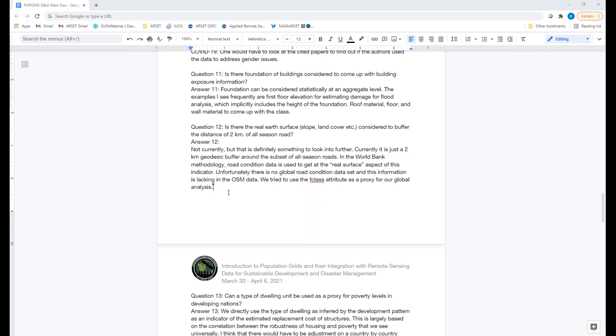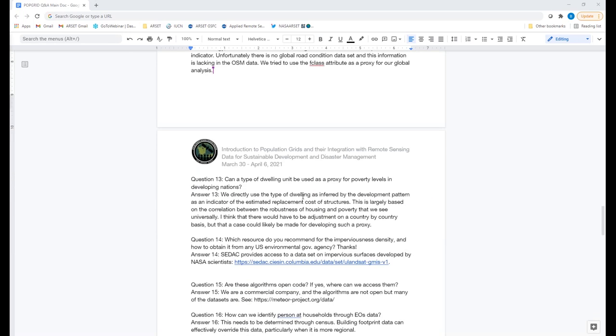We didn't use that for the global analysis because there currently isn't a global road condition data set, which is what gets at the real earth surface. The road condition information is what tries to determine whether the road is passable all year round. So we just use a buffer distance and try to get at this question of all season roads using the F-class attribute in the OSM data as a proxy. And that really needs a bit further refinement.